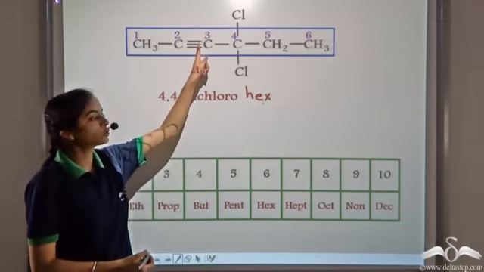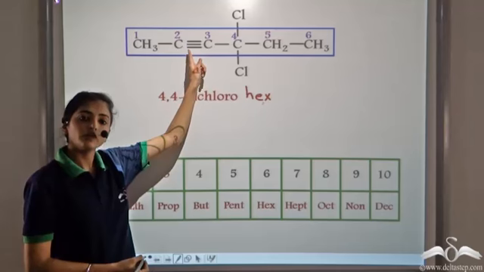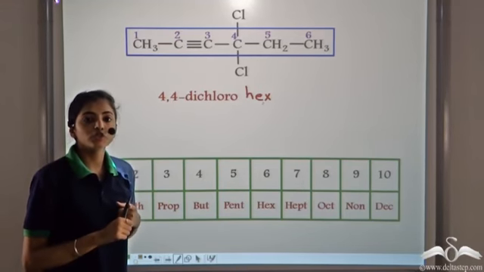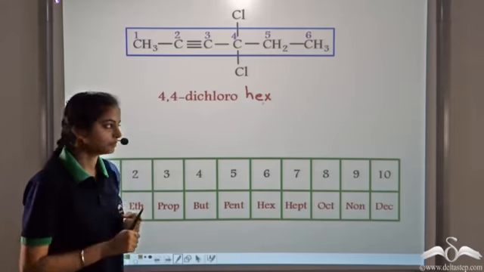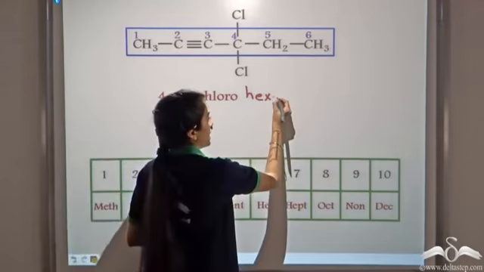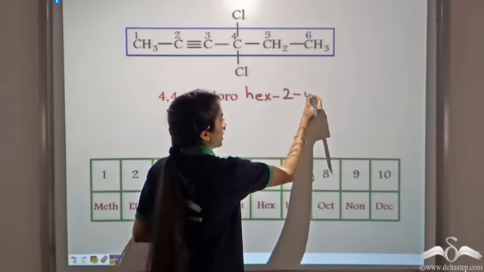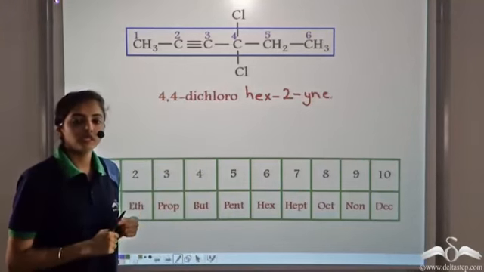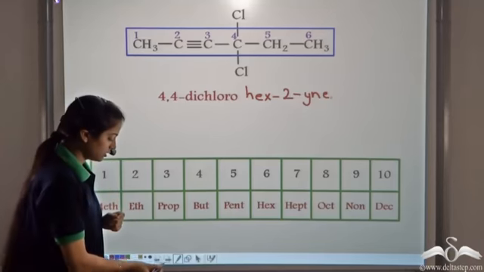Now, the functional group present is a triple bond. We know a triple bond means it is an alkyne. So for alkynes, we use the suffix yne. Since it is present at position number 2, so we get hex-2-yne. So this is the IUPAC name for this organic compound.